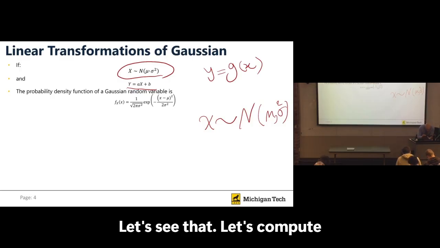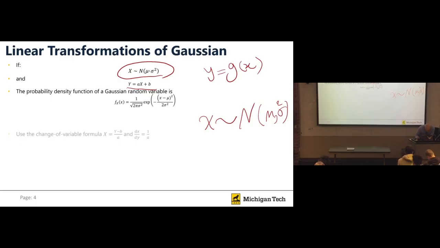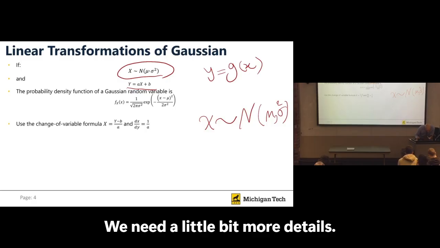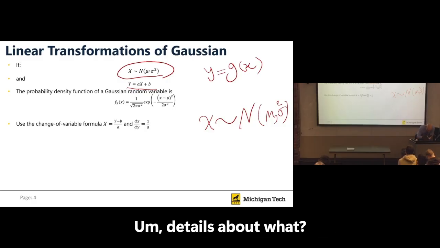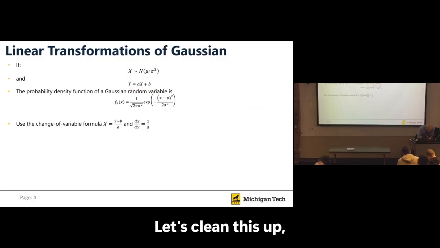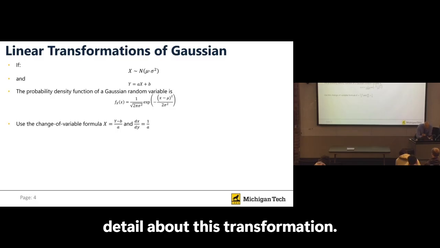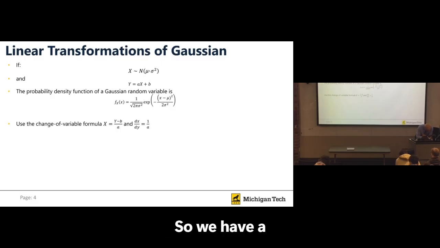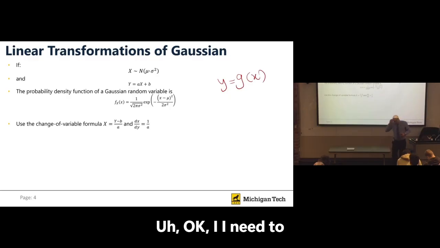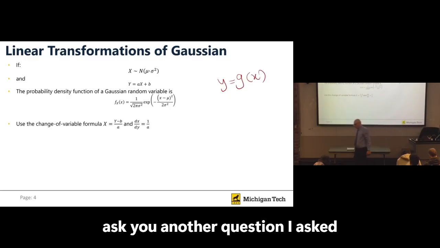Let's compute that. But to understand this, we need a little bit more details. Details about what? Let's clean this up. Details about this transformation. So we have a variable y that is equal to g of x. Okay, I need to ask you another question. I asked last time too.